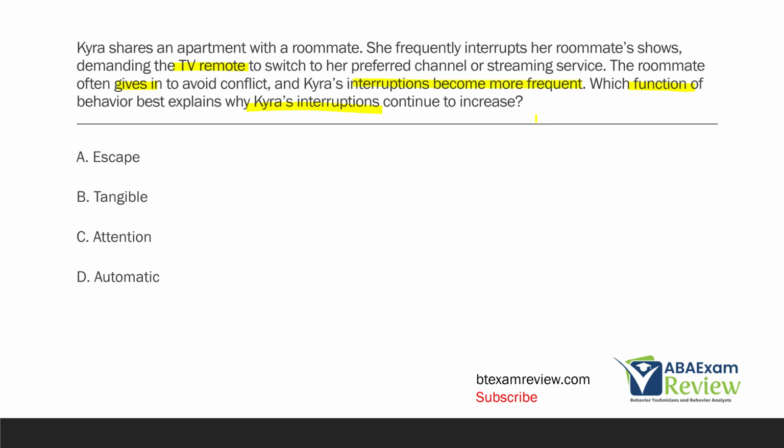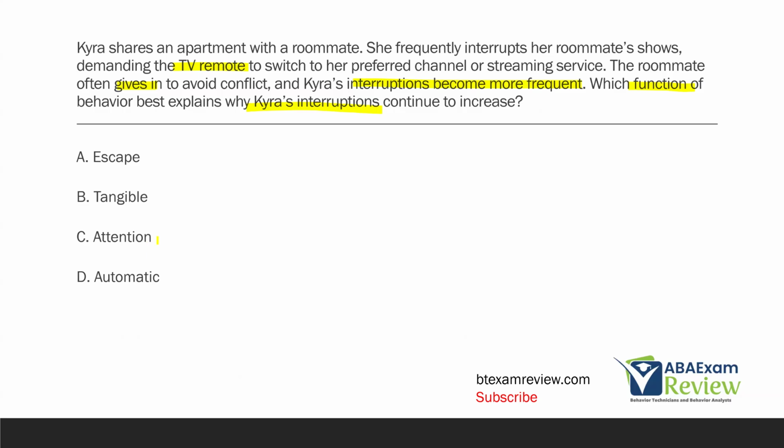So, what is the likely function? A, escape. Now be careful. What is Kyra gaining? Kyra is gaining the remote. So she's not escaping anything necessarily. Well, you could say she's no longer having to watch the show her roommate was watching, but the direct result of her interruptions is getting that TV remote. She then can change the channel, but she first has to get the remote, and that is the result of the interruptions. So what we're looking at here is B, tangible.